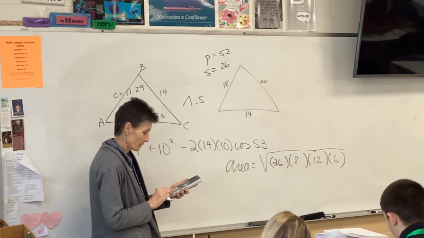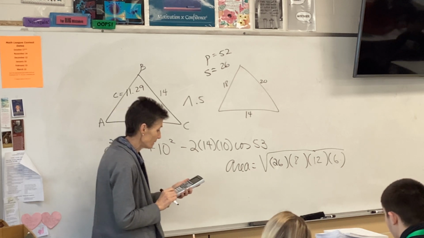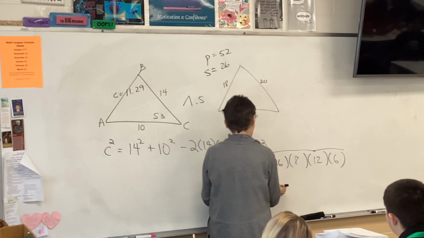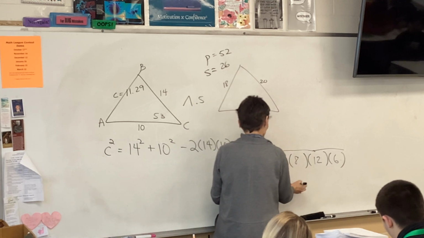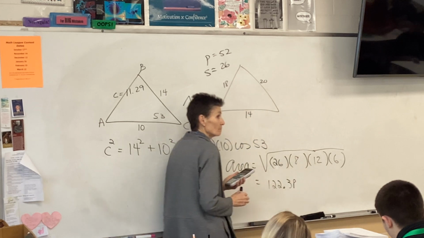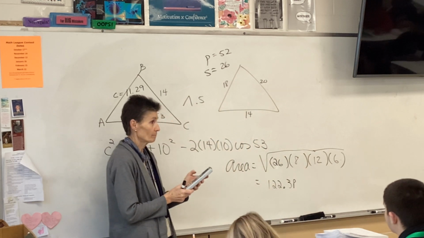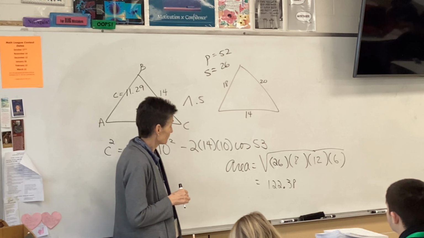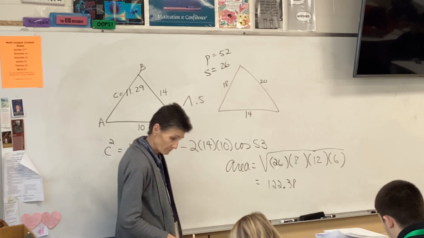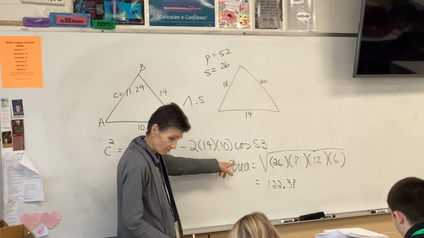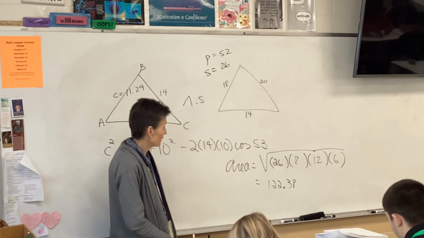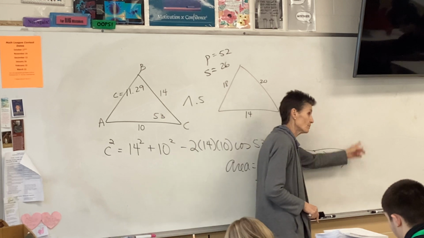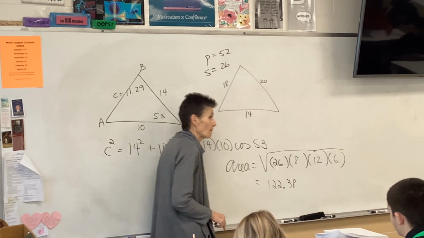And don't forget to square root it. And what'd you get? 122.38. Josh, did you get that? No, but I think I typed it in wrong. Okay, try it again. You can just multiply all these together and hit your raise to the 1/2.